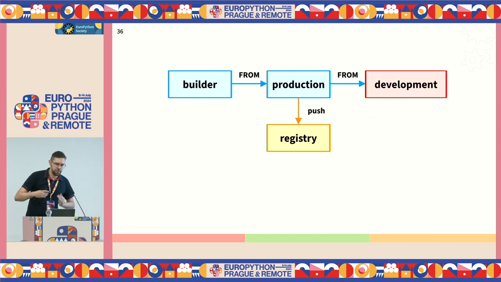You can also add an extra stage with development dependencies, use your production image as a base, and install your dev dependencies and debugging tools. You use the development image locally as a dev container, and then build and push only the production image.